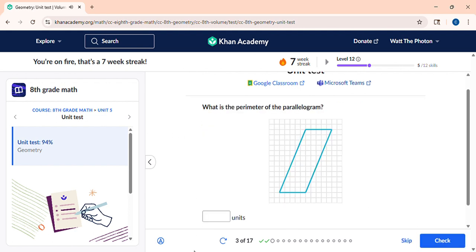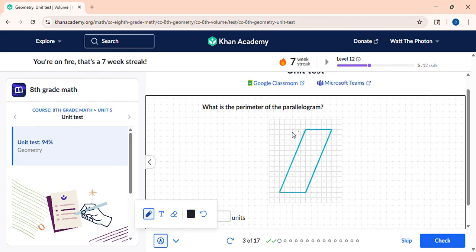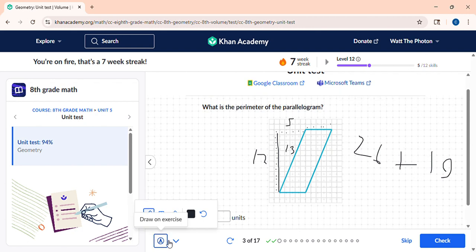What's the perimeter? 1, 2, 3, 4, 5. 5 by 1, 2, 3, 4, 5, 6, 7, 8, 9, 10, 11, 12. So that's 13. 13 plus 13, that's 26, plus 1, 2, 3, 4, 5, plus 10. That's 36 units.